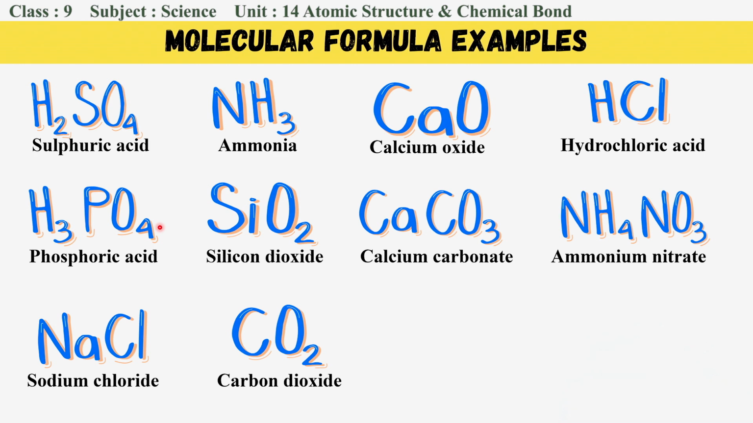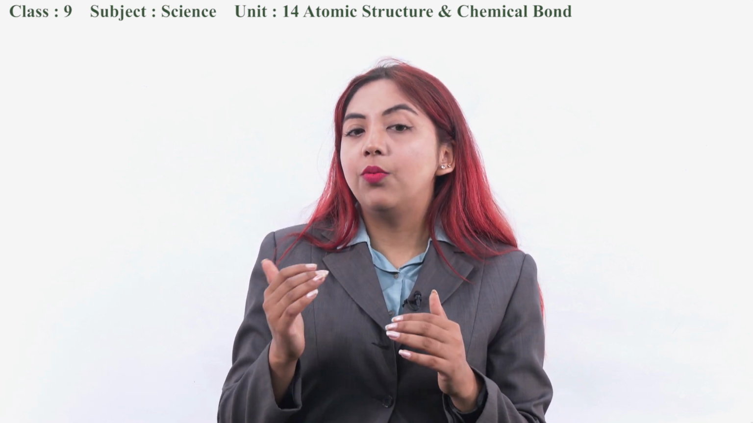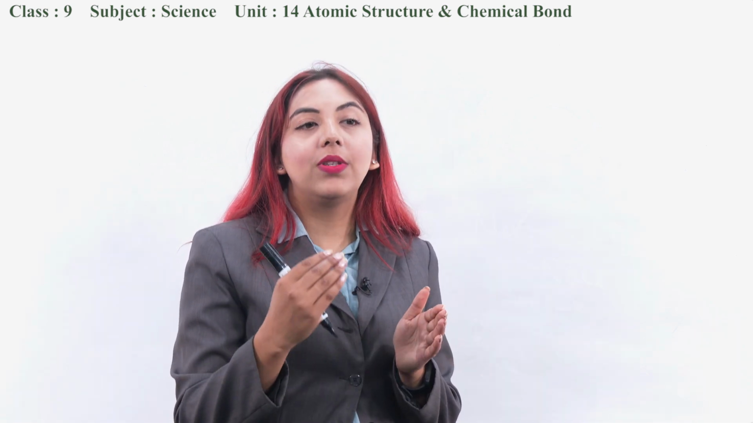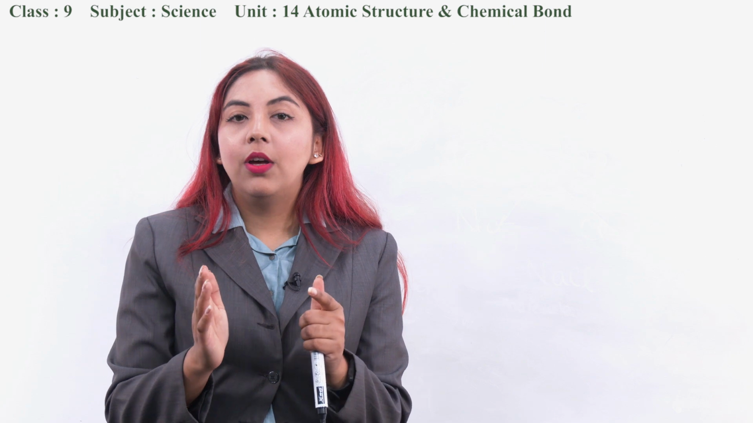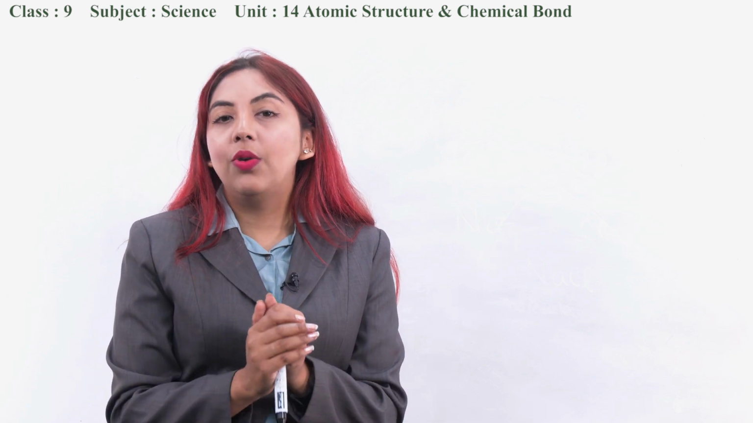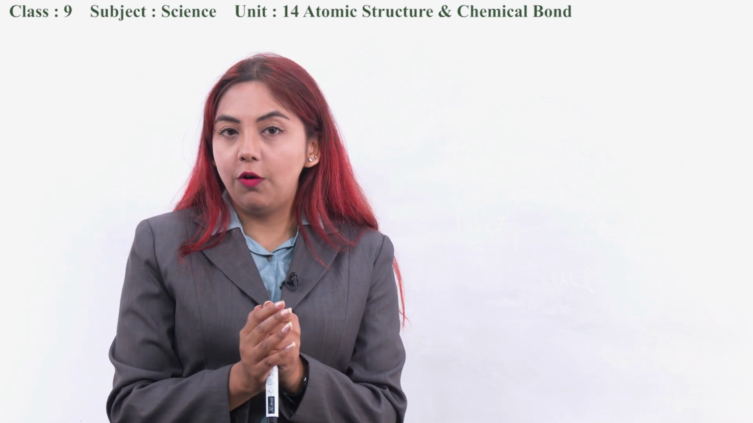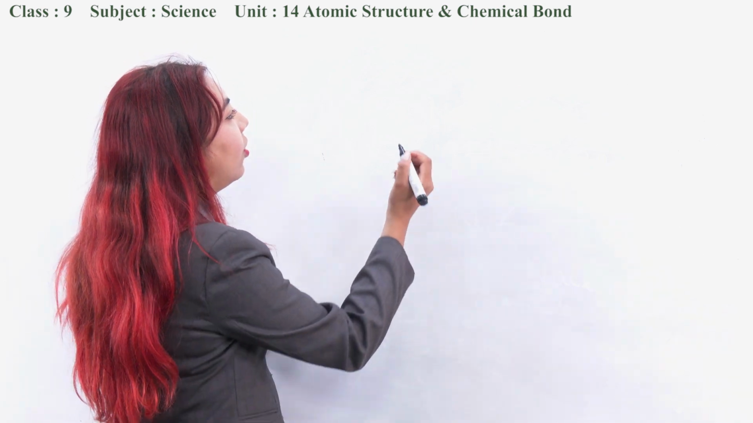Now let us try to understand the methods of writing a molecular formula. There is a fixed set of rules that you must follow to write a molecular formula. So let us study all those rules by using one example, sodium chloride. The first rule is you must write the name of the molecule that you have to write the molecular formula of. So we have sodium chloride.